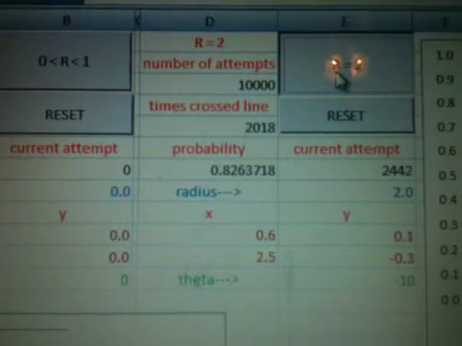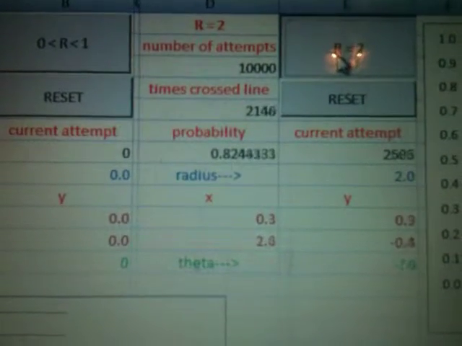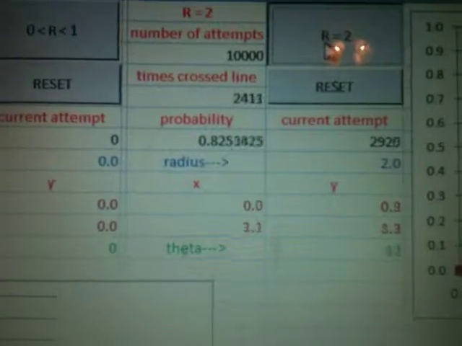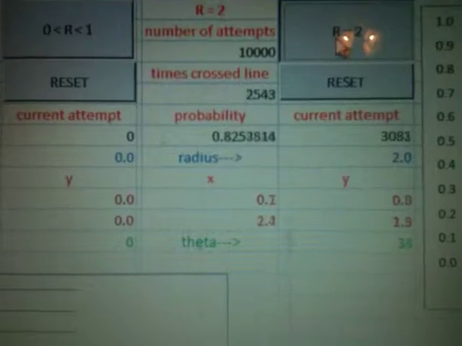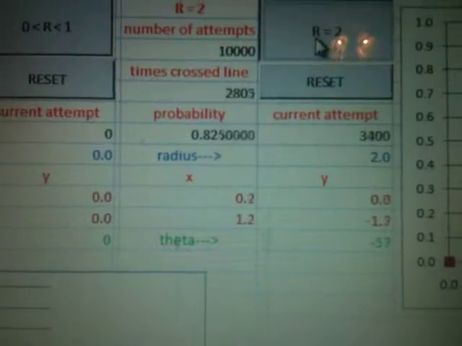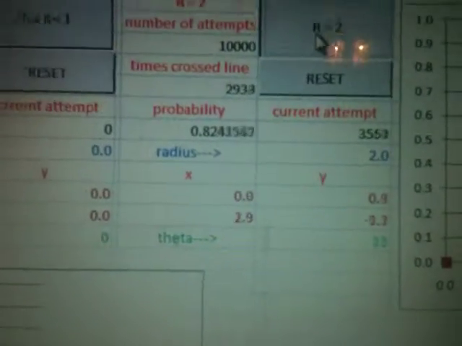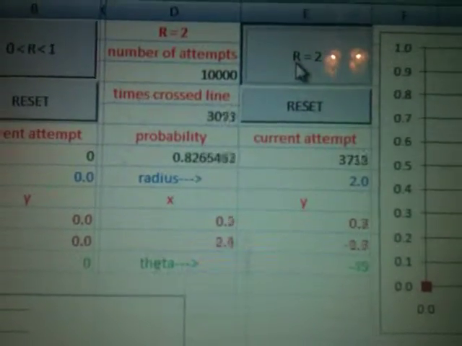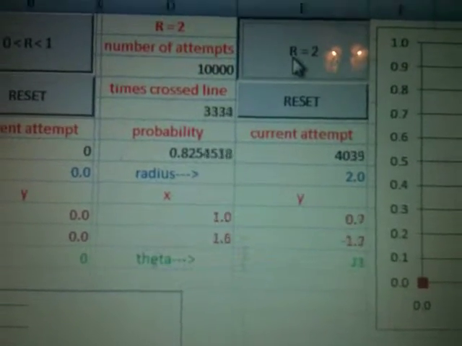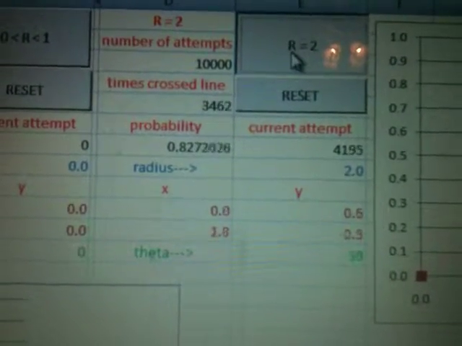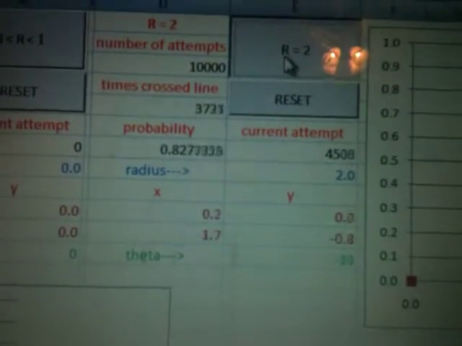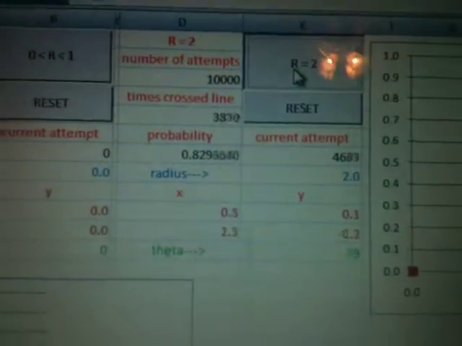I guess only if the angle was super high, like somewhere around 80 to 90 degrees, that it wouldn't cross the line because the needle would be almost vertical. If it was somewhere between 80 and 90, or negative 80 and negative 90, then it would be almost vertical. So I assume somewhere around there, maybe, then it wouldn't cross the line. Of course, if the angle is 0, it's always going to cross the line. But that's about it.